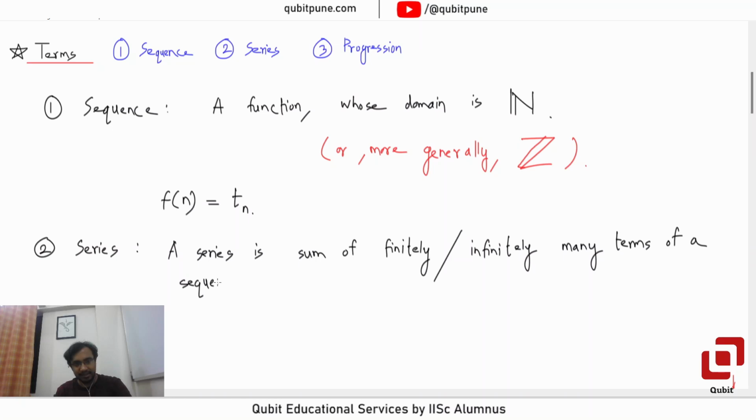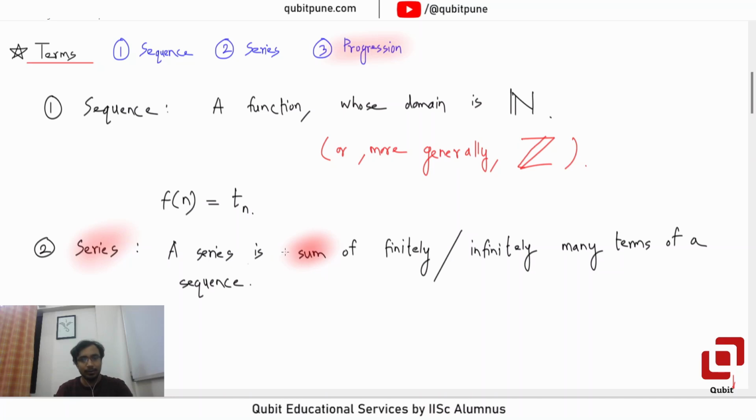So now you understand that in a series we basically take two or more terms of a sequence. There may be infinitely many terms also, we'll see that later, or finitely many, and just add them up. Essentially a series involves addition or summation, whereas a sequence is just a function. Now a closely associated term with a sequence is a progression.